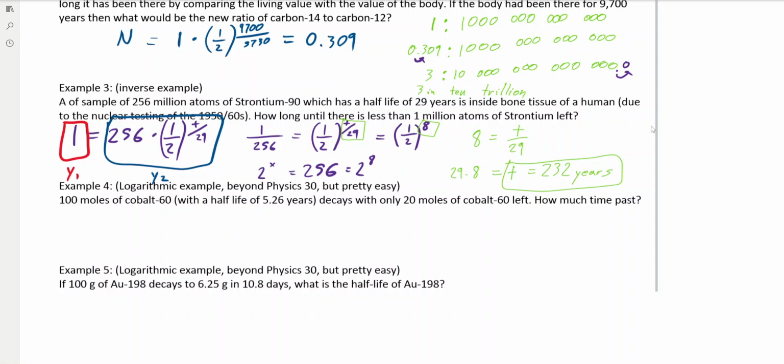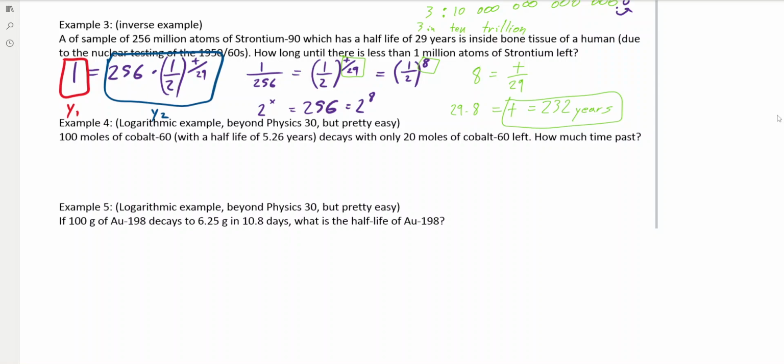Let's just talk about 2 other ways we can do it, which again are beyond Physics 30, but it's interesting to see and to practice because you will see it in university. A logarithmic example here. So if you think you can do this, pause the video now, try it out, but otherwise take a look at what I'm going to do right now. So we're going to set it up the same sort of way.